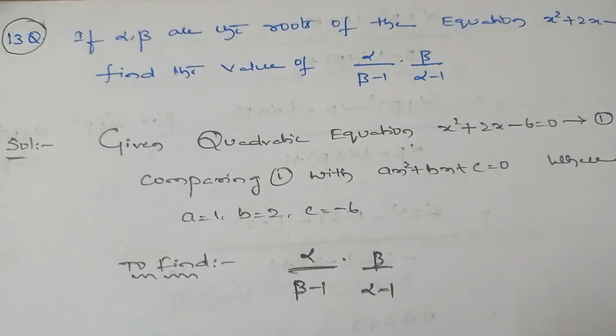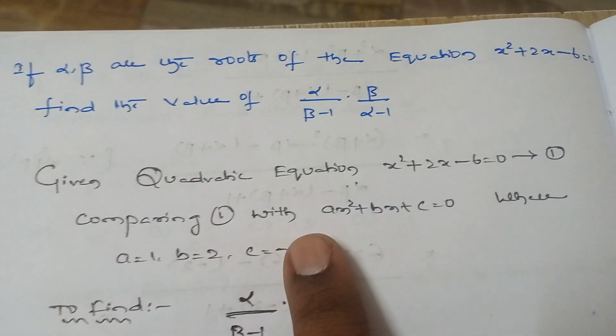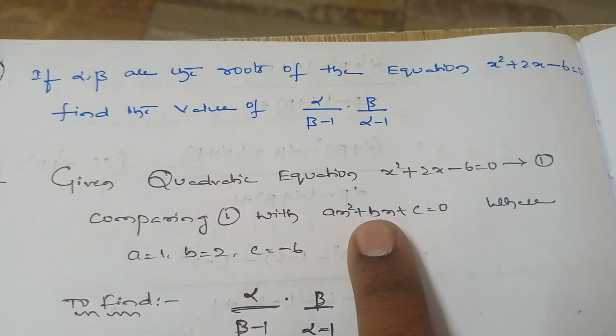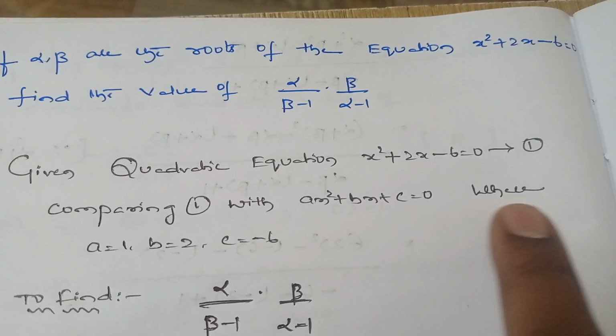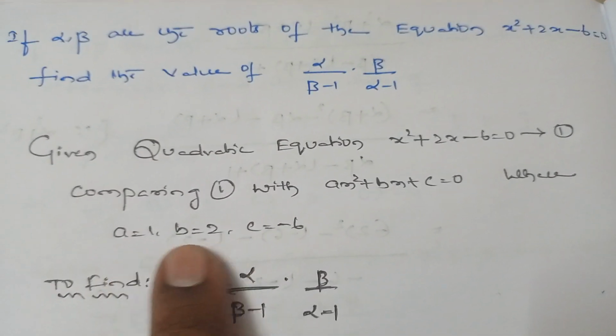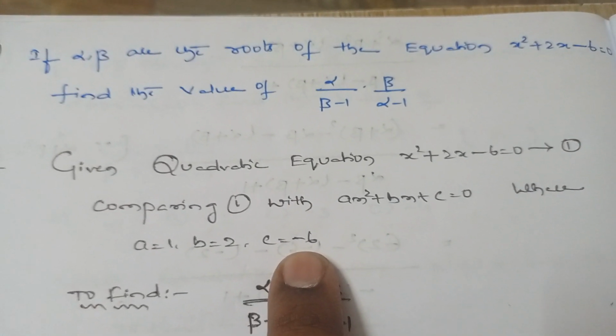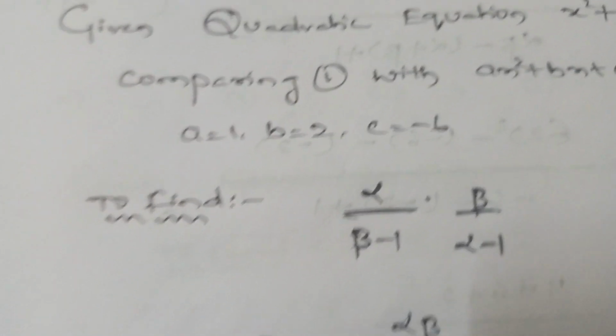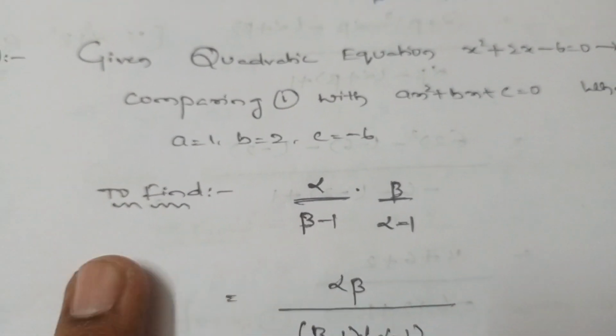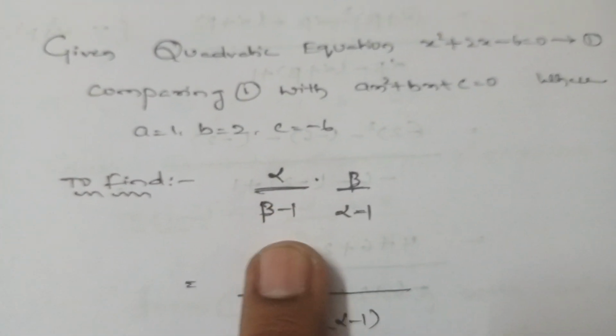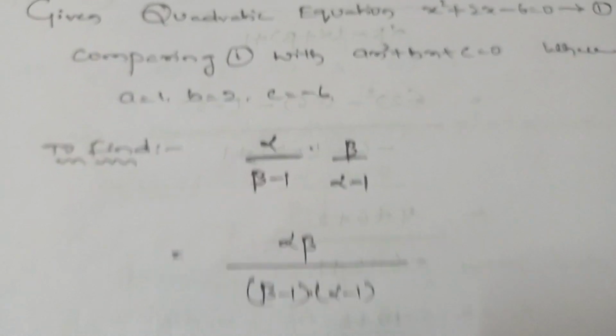Then comparing equation 1 with the standard form, that is ax square plus bx plus c equal to 0, where x square coefficient is 1 and x coefficient is 2, c equal to minus 6, that is the constant value. We need to find alpha by beta minus 1 into beta by alpha minus 1, guys.